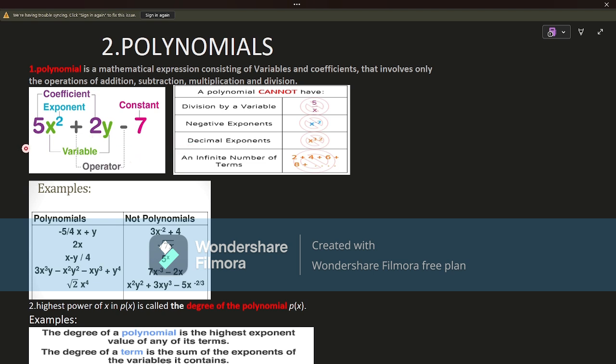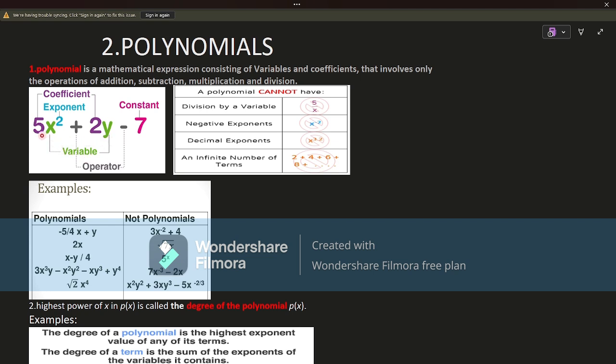For example, see the expression 5x² + 2y - 7. In this expression, we have to observe the coefficient, exponent, variable, basic mathematical operation, and constant. See, x and y are the variables here. Why? Because a variable doesn't have any fixed value. For example, we can imagine the x value as 1, 2, 3, 4, anything. Here y can also be imagined as 1, 2, 3, 4. So we can conclude x and y are the variables. So this is all about variables.